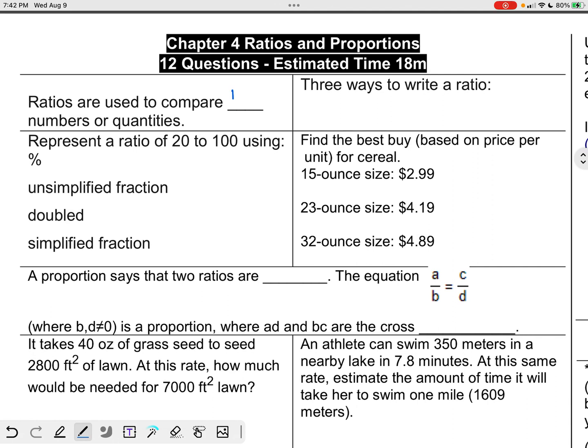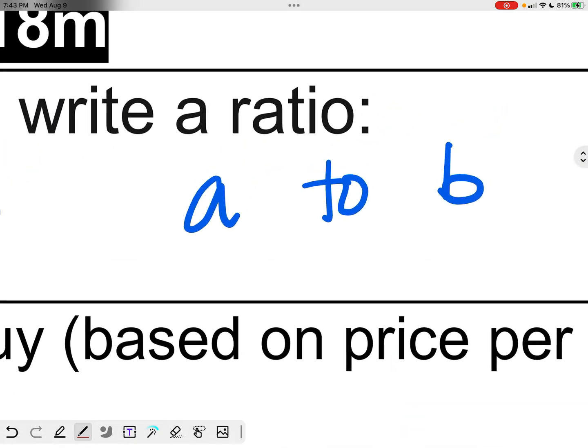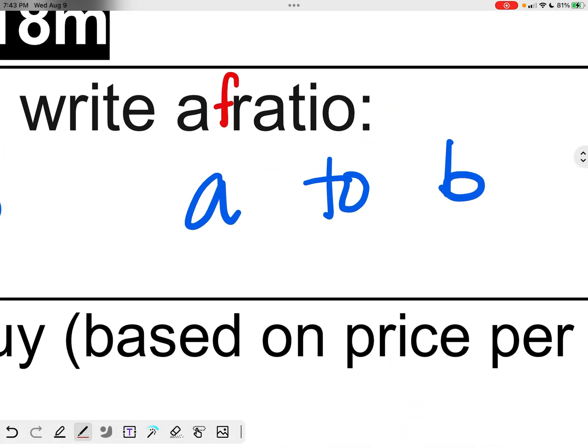Ratios are used to compare two numbers or quantities, and there are three ways in which you can write a ratio. You could write a ratio as a fraction, which is the most common. I could then write it using a colon. And I can even write it verbally, with language. All three of these are read the same. You'd say A to B. And just to make sure you caught it, ratio is just another word for fraction.